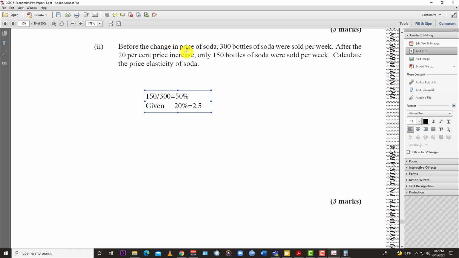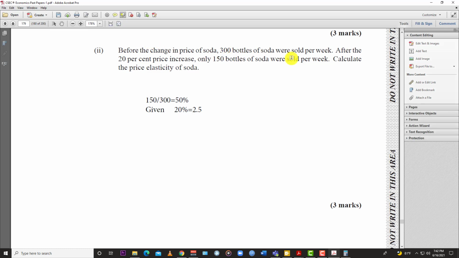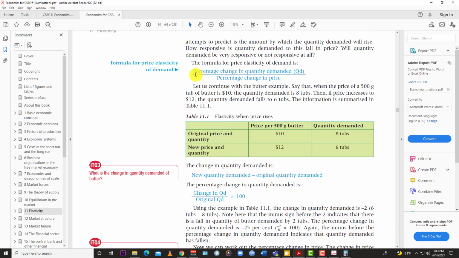So number 3, B, part 2. Before the change in price of soda, 300 bottles of soda were sold per week. That was the original demand. And then what they're saying here is that after the 20% price increase, only 150 bottles of soda were sold per week. So calculate the price elasticity of soda. If we jump to the textbook, we see the formula for price elasticity, which is percentage change in quantity demanded over percentage change in price.